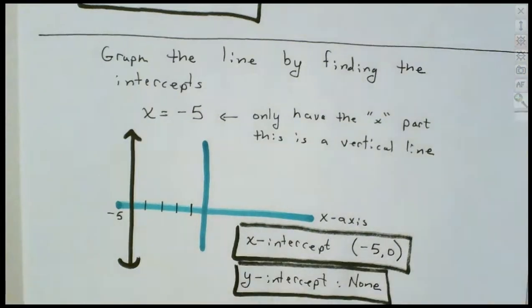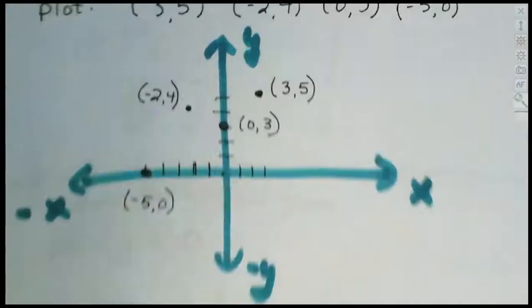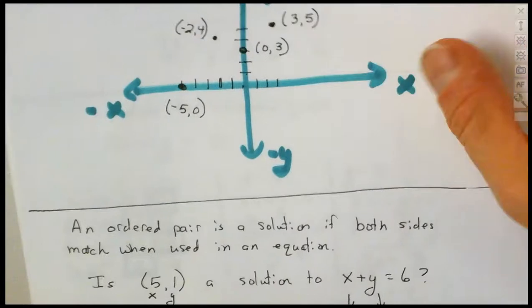That should now allow you to finish up 3.2. All 3.2 is going to have you do is graph more of these lines, find the intercepts, or in some cases just find the intercepts. Now we're going to move on and look at 3.3.